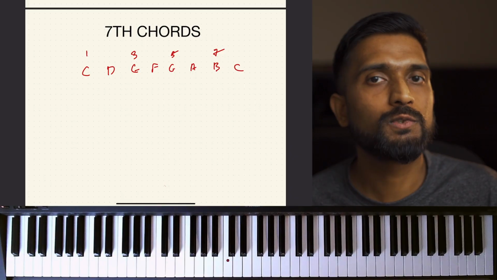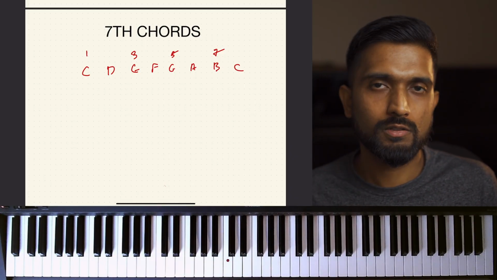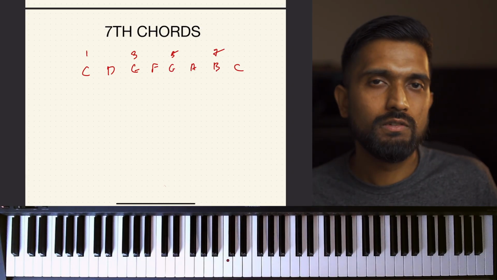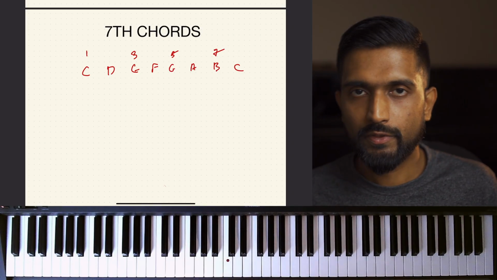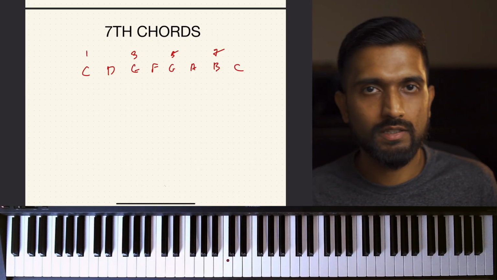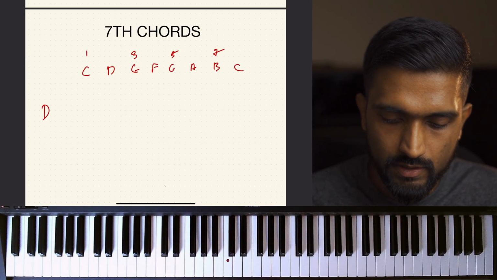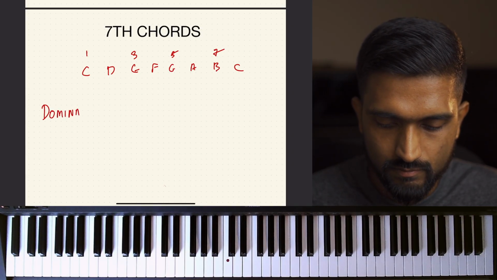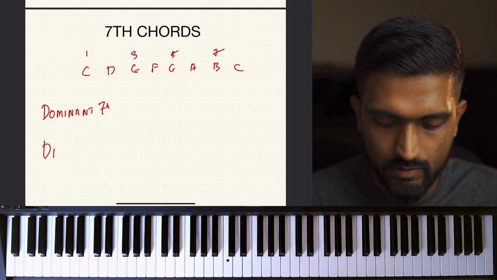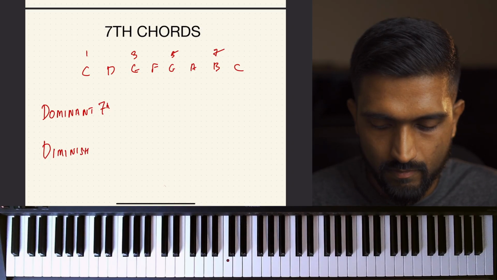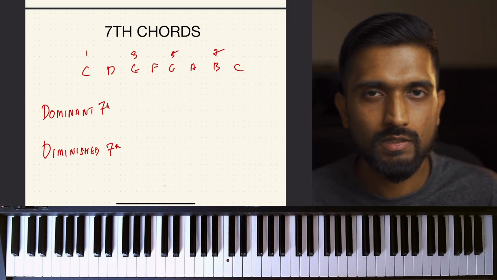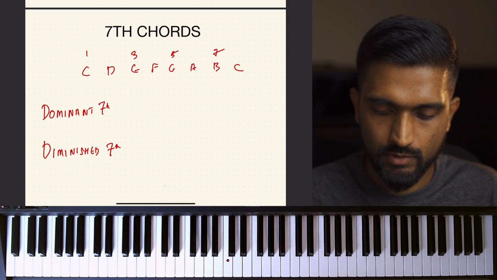Now there are different types of 7th chords, just like we saw major, minor, augmented, diminished in the regular chords. 7th chords also have various different types. We'll not get into all those types right now. For the purpose of this video, I'll be just covering 2 types, the dominant 7th and the diminished 7th chords. These 2 are the most common types of 7th chords that you'll be encountering, so we'll just cover these 2 for now.